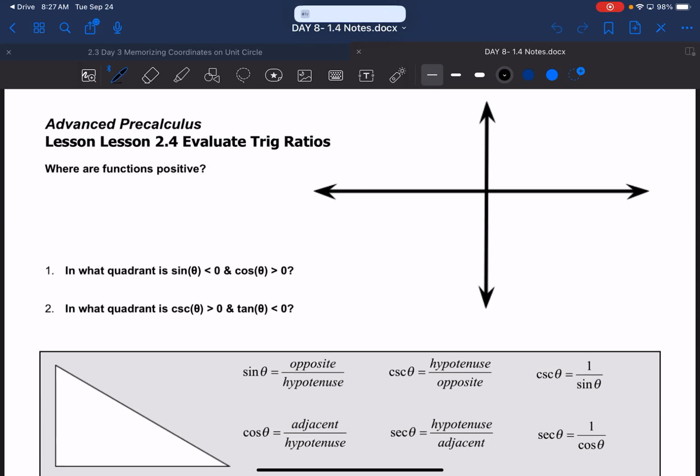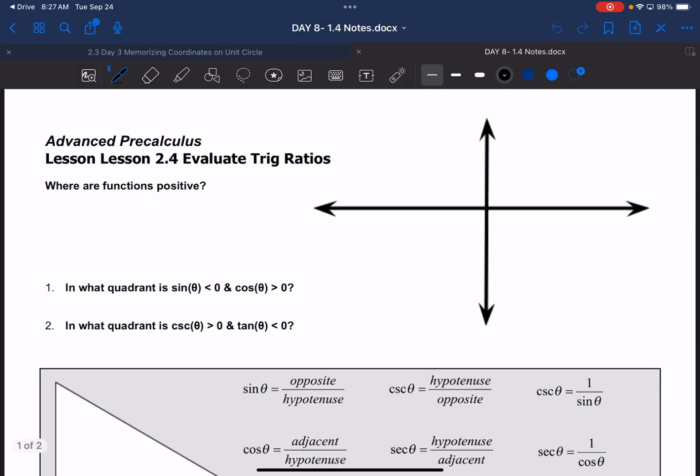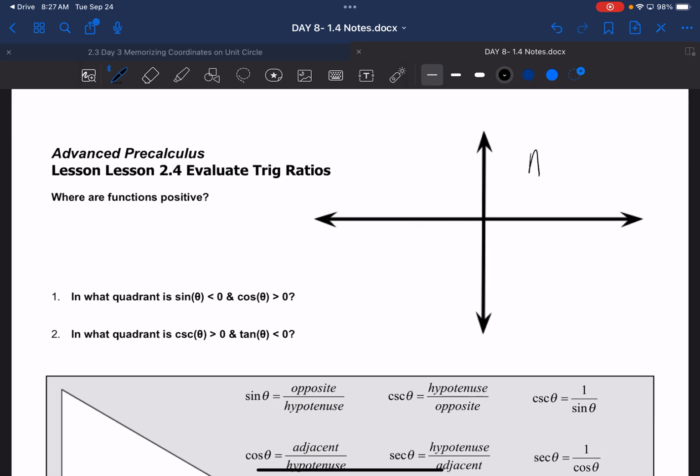Of where things are positive on our coordinate plane. So you guys remember we have our little acronym, all students take classes. Right? So this tells us that in this quadrant, everything is positive.